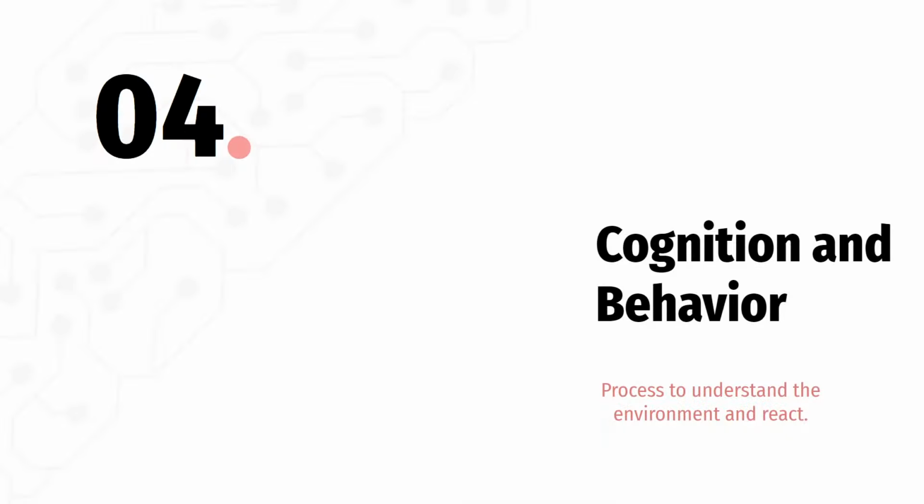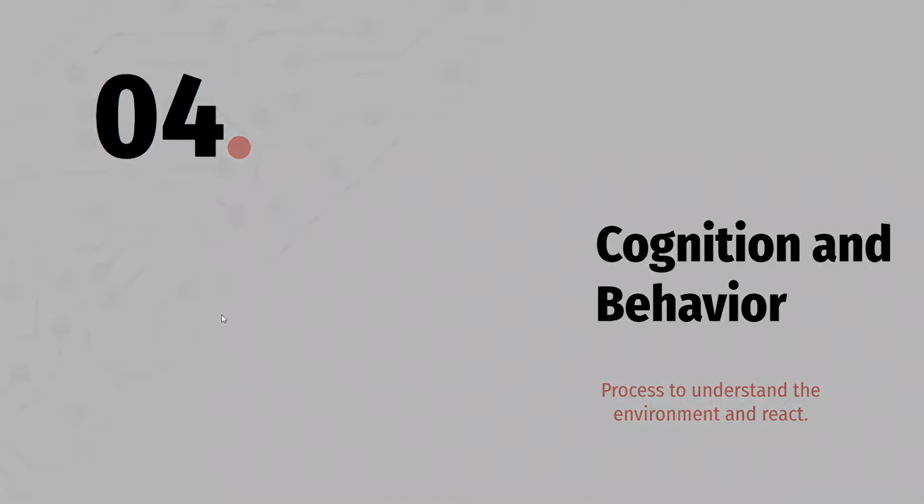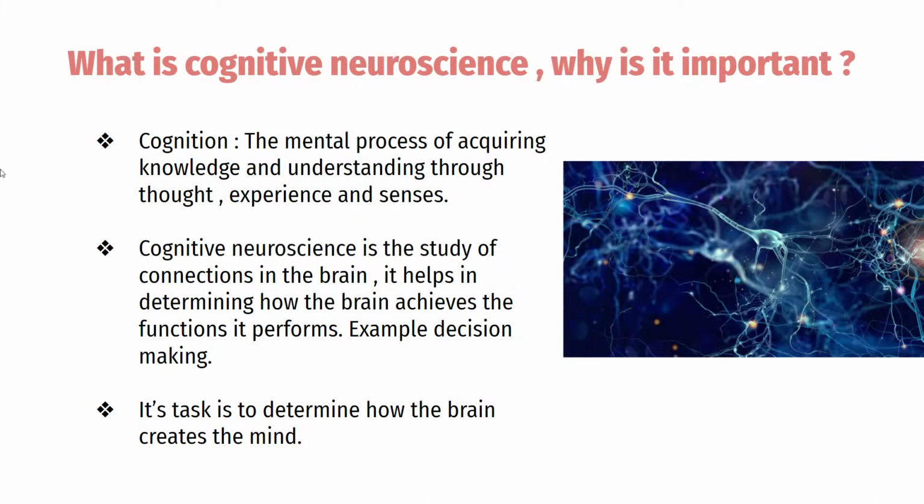Now we are going to talk about cognition and behavior and the difference between the two, right? So moving on to the next slide. Yeah. So what is cognitive neuroscience and why is it important?